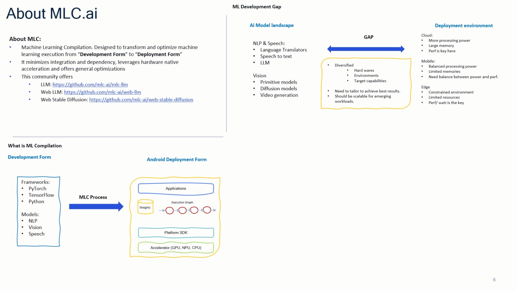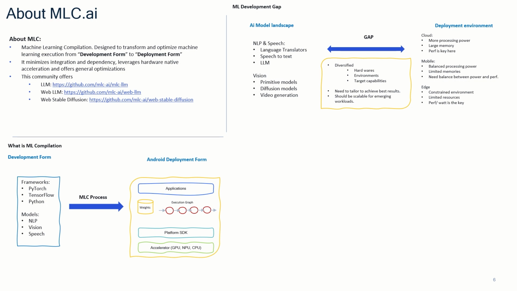But when you look at the deployment environment, the same models can sit on a cloud, and they can even sit on a mobile device, which has a balanced power and memory. When it comes to edge devices, it's a pretty constrained environment where you have a limited amount of resources, and we sometimes need to pay attention to power also, as perf per watt is going to be pretty significant on edge devices. So the challenge here is that the target environments are pretty diversified in terms of hardware, environments, and capabilities of the targets.